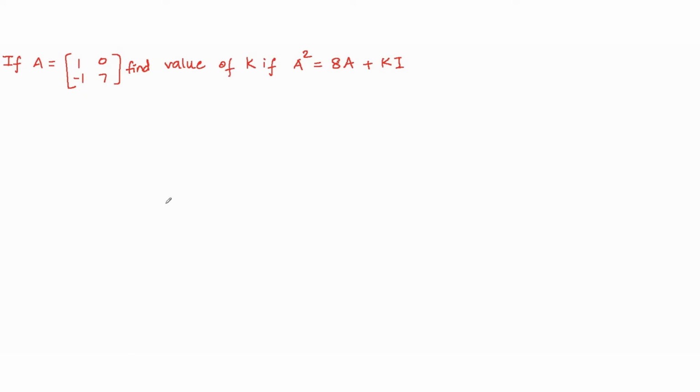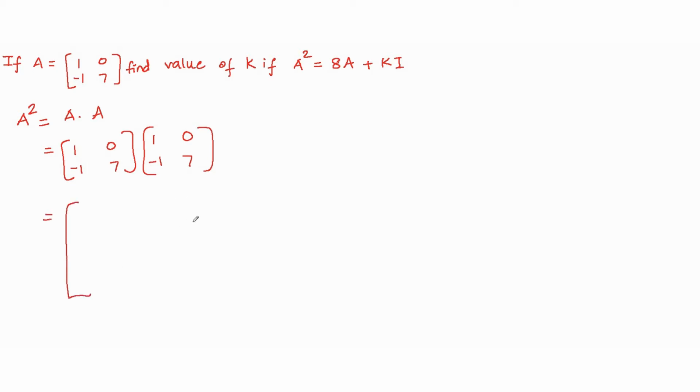Okay, consider this question. The matrix A is given. We have to find the value of K if A square is equal to 8A plus Ki. So let me first find the value of A square. So A square is going to be A multiplied by A, which is 1, 0, negative 1, 7 multiplied by 1, 0, negative 1, 7. So now this is a 2 by 2 matrix, so I can find the elements very quickly now.